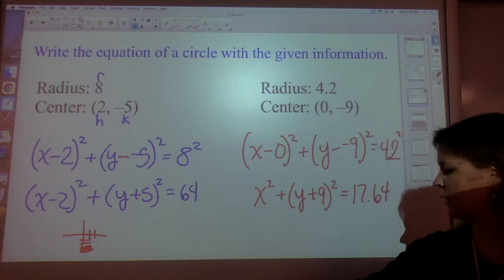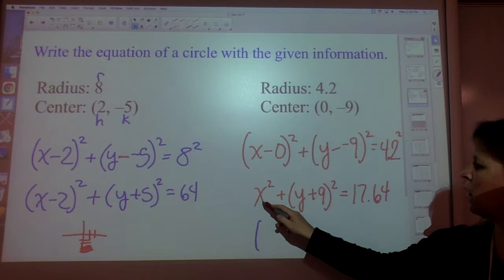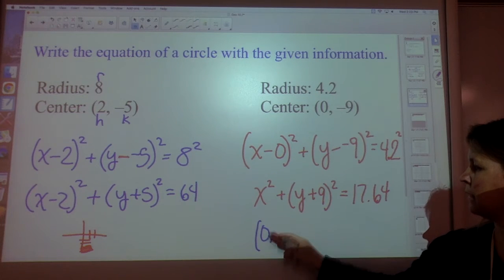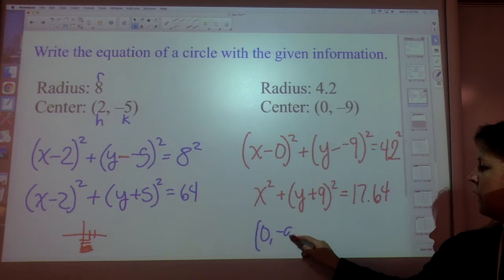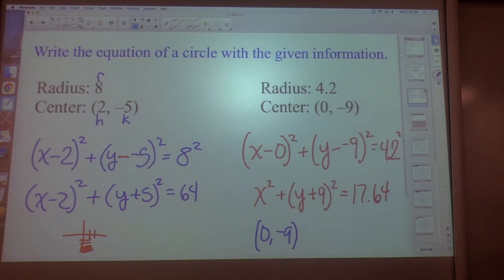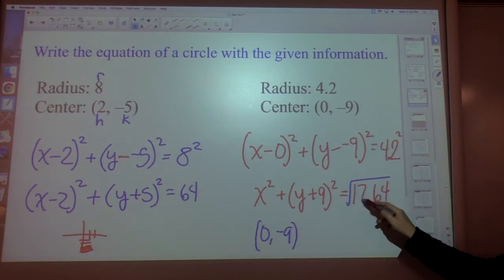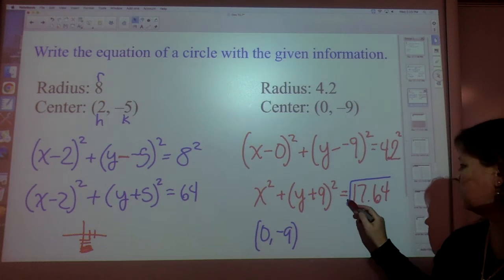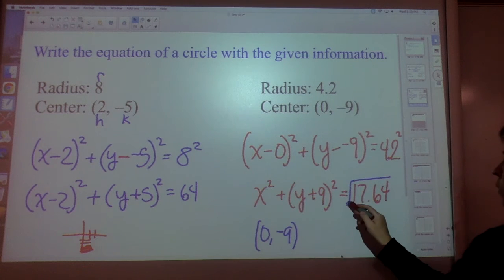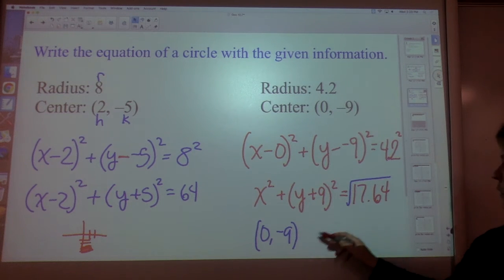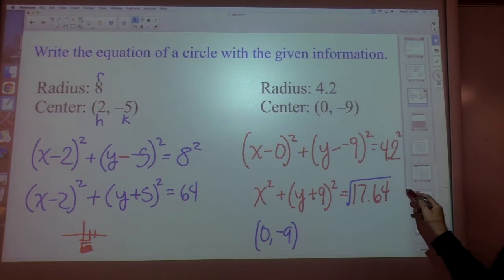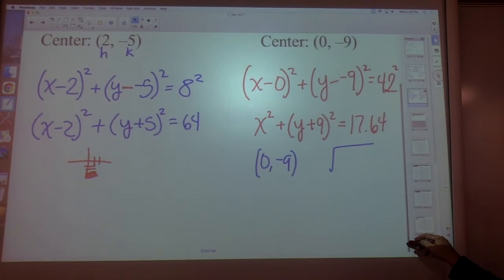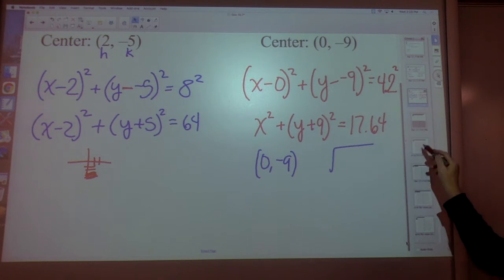Again, if somebody looks at this and they know anything about circles, they'd say, oh, the center must be at 0 and it must have gone left 9 with a radius of whatever the square root of 17.64 is, which is 4.2. So this is the final answer that you're looking for when asking for the equation of a circle. That was supposed to be moved. Oh well. And there's your final answer.